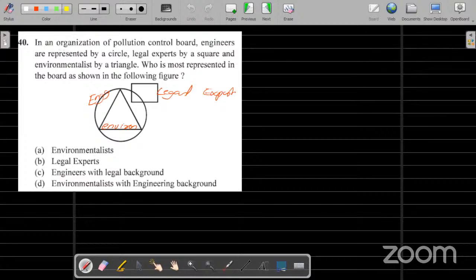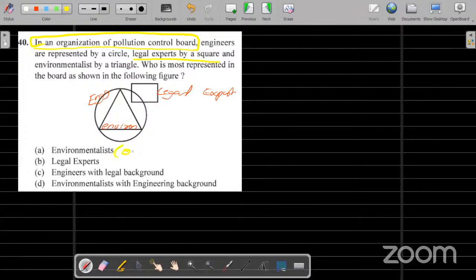In an organization of the pollution control board, PCB, engineers are represented by circle. Circle means engineers. Legal experts are represented by square. So that actually is not a square, it is a rectangle. Since there is no other square, we can consider the rectangle as a square. Legal experts by a square, and environmentalist by a triangle. Who is most represented in the board as shown in the following figure?